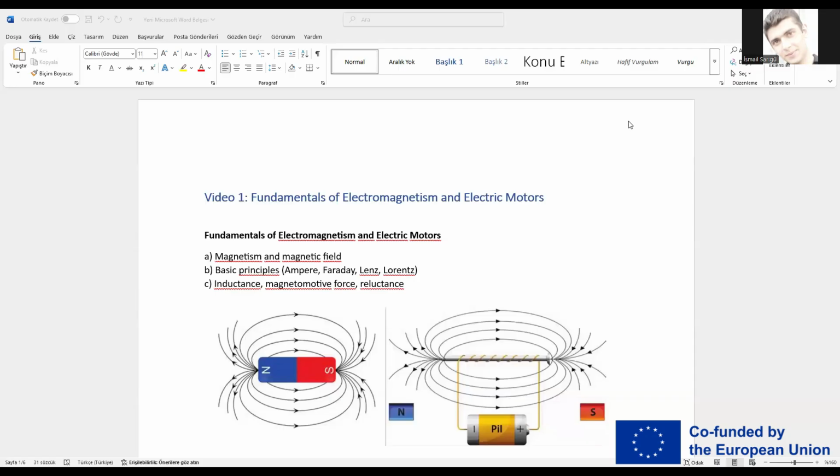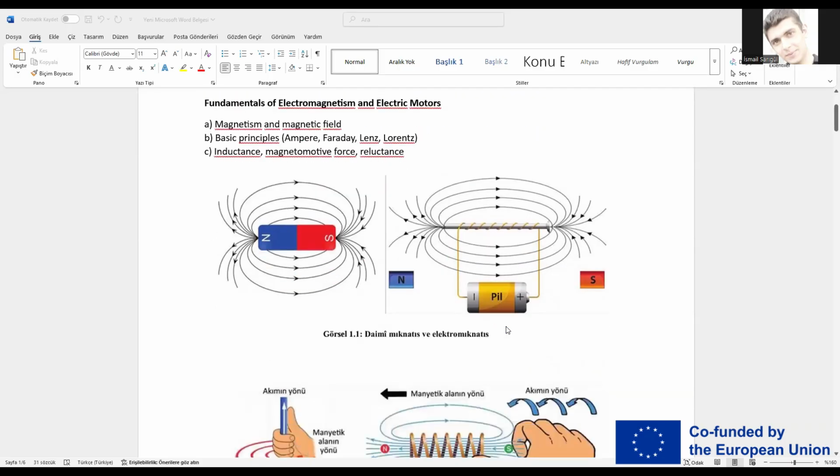The first video is Fundamentals of Electromagnetism and Electromotors. And the subtitles: Magnetism and Magnetic Field, the Basic Principles, Ampere, Faraday, Lenz and Lorentz, Inductance, Magnetomotive Force, and Reluctance. The first picture, let's see it.